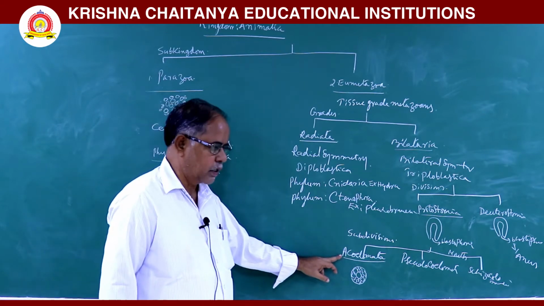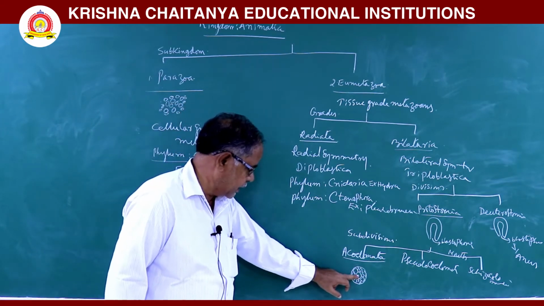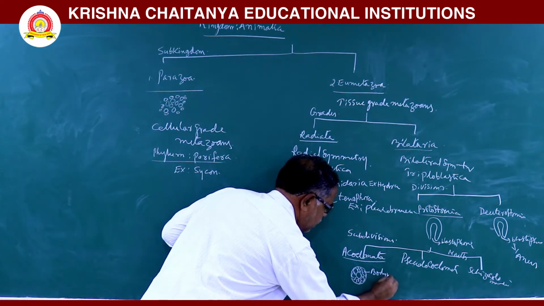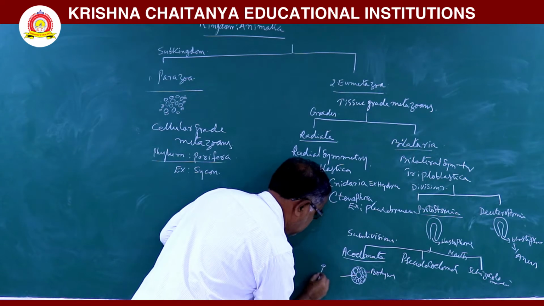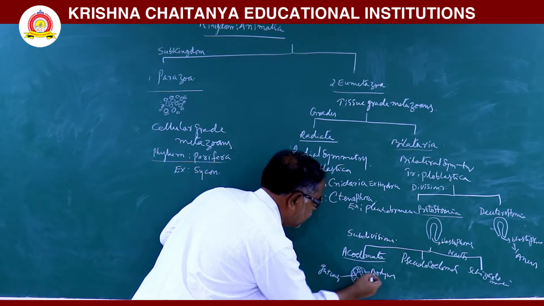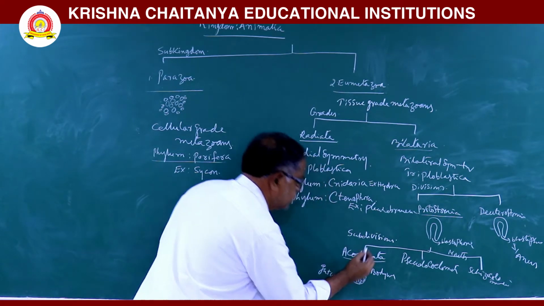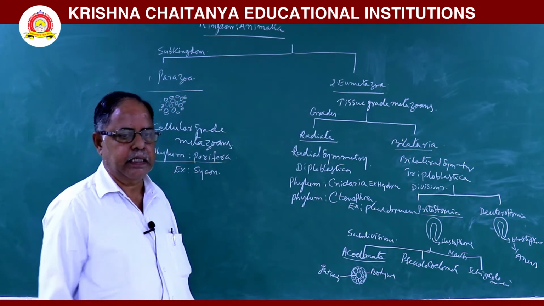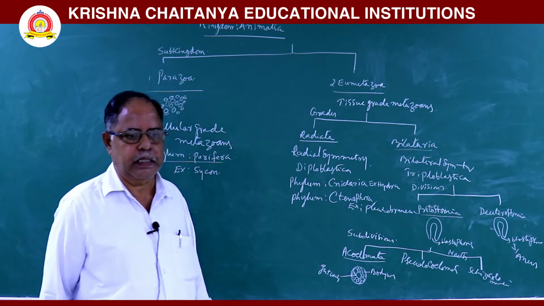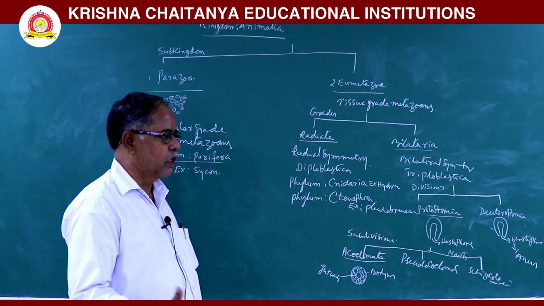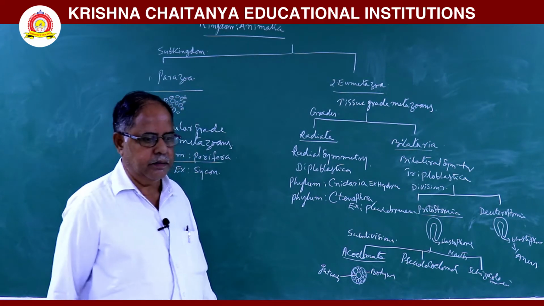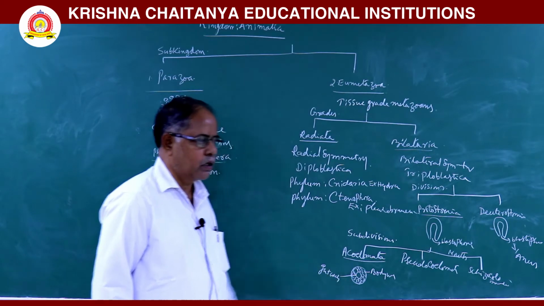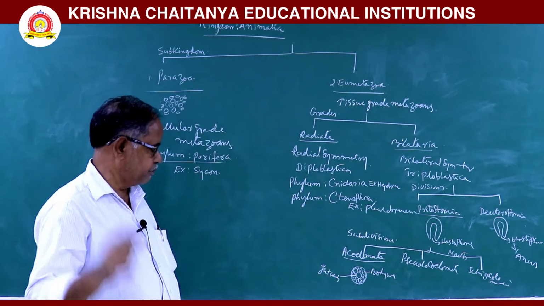In Acoelomata, this is a body wall. This is a gut wall. In between body wall and gut wall, there is no space. This space is occupied by parenchyme or mesenchyme tissue. So here solid body plan is there. This parenchyma tissue originates from mesoderm.